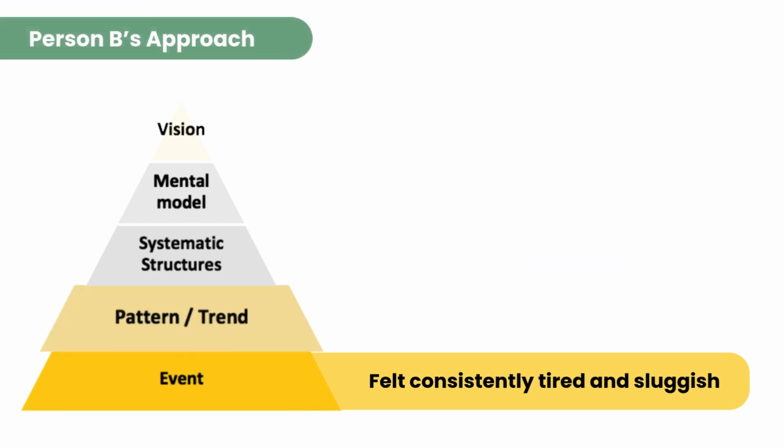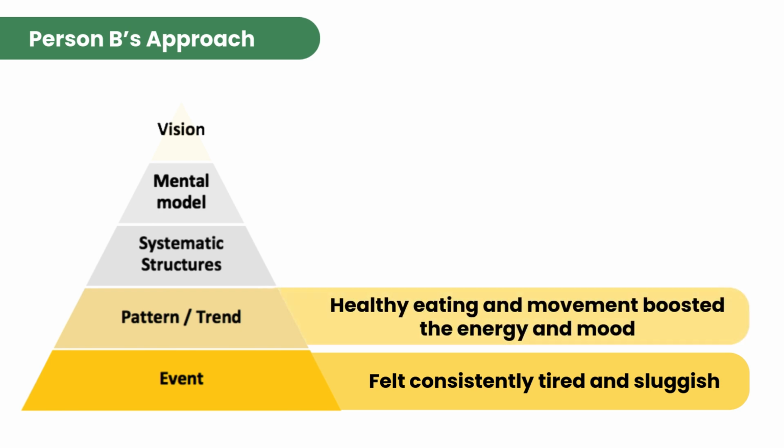And what pattern did they notice? Was it similar to Person A's weight fluctuations? Not really. The pattern Person B found wasn't about weight going up and down dramatically. Instead, Person B repeatedly noticed that when they ate healthy meals and moved their body regularly, they consistently felt better, more energetic, happier, and less sluggish. It was a positive feedback loop. So the pattern was more about feeling better and having more energy.